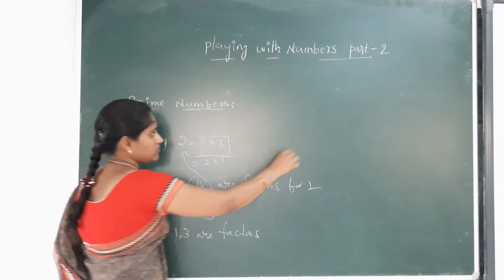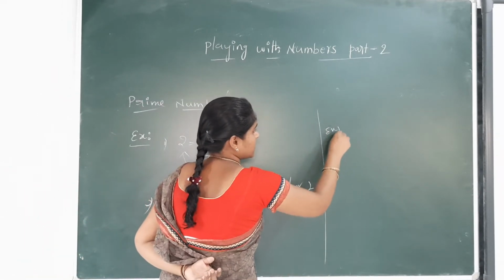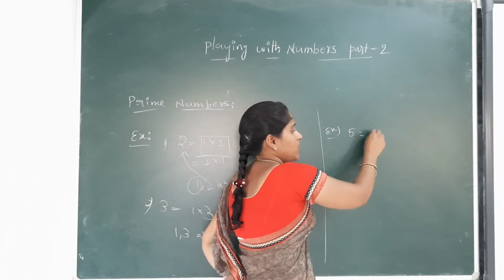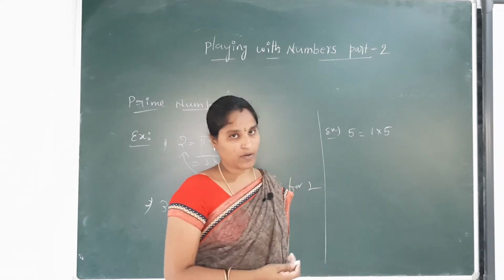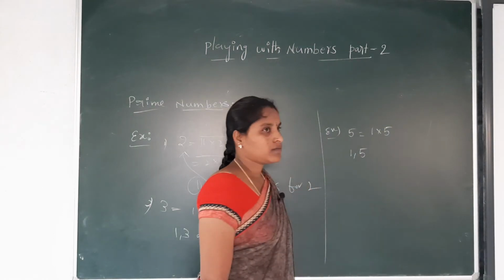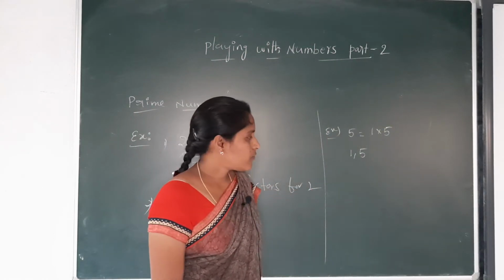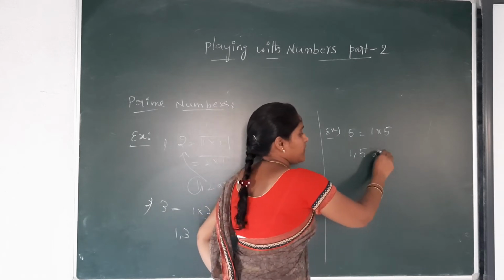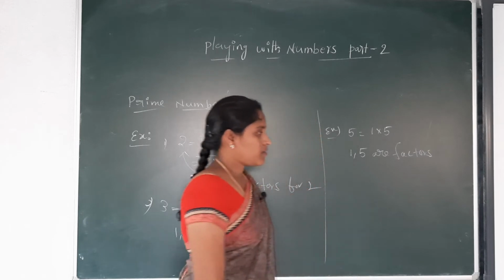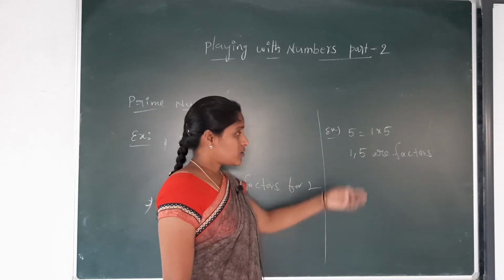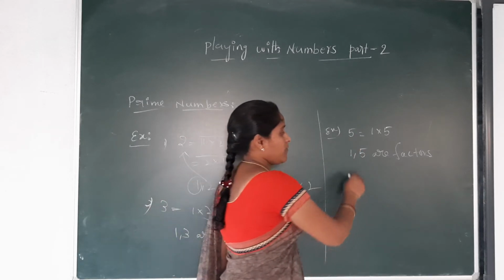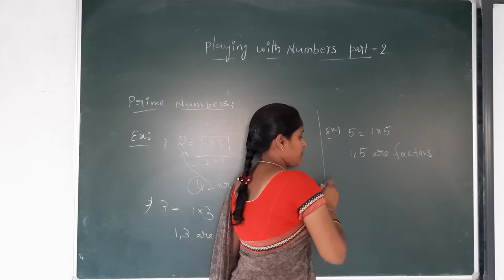Next example, 5. What are the factors of 5? 1 fives are 5, 5 ones are 5. Any other factors? No other factors for 5. 1 and 5 are the factors. So 5 has only 2 factors. So 5 is a prime number.